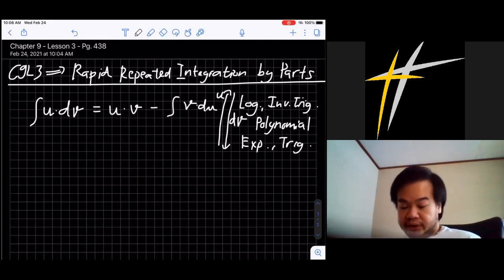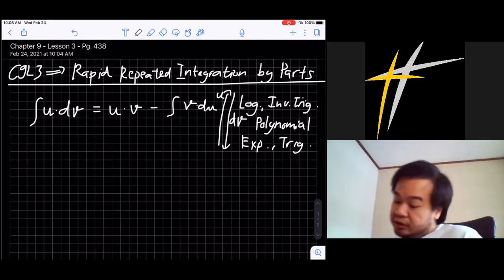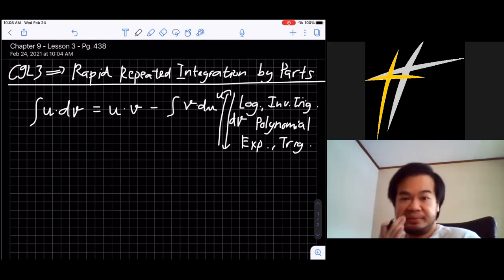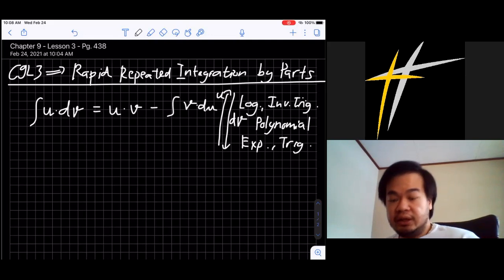The book also tells you another criterion: dv should be something that you can integrate, and u should be something that gets simpler when you differentiate. I hope you still remember, and I hope you understand this.